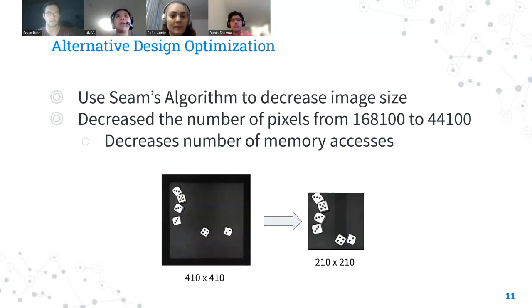So now we're going to talk about alternate design optimizations that we made to help increase the speedup. So we first use the seam carving algorithm to decrease the image size. So if a row or column is all black, we cut that row and column from the image. And so we could decrease the number of pixels from a 410 by 410 image to a 210 by 210 image. This decreases the memory access from the CPU to the FPGA board.